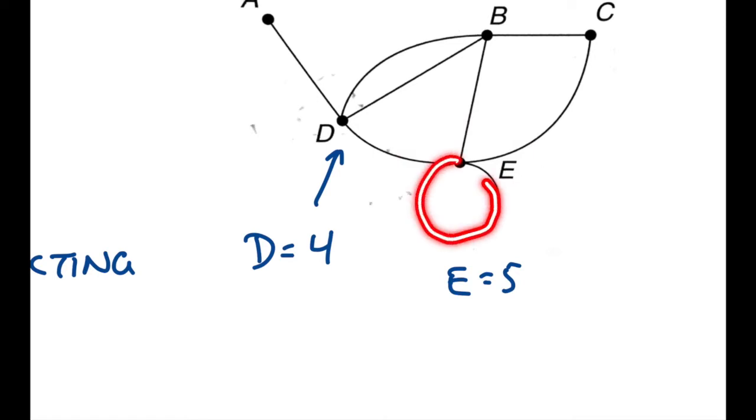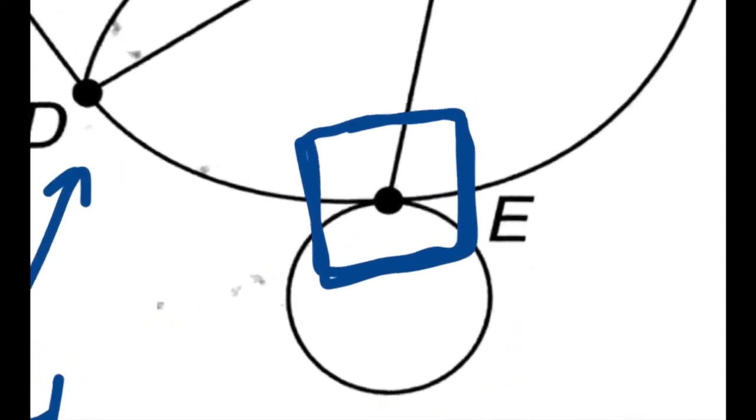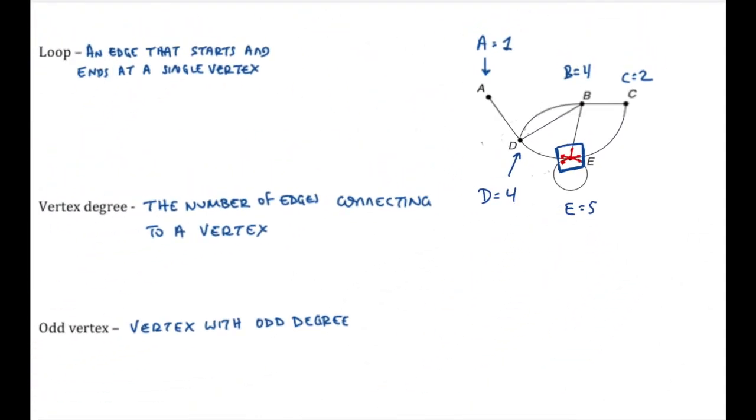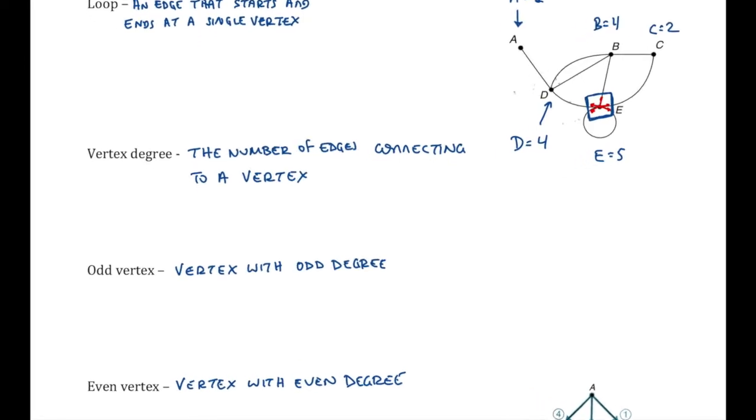A loop, because we can go both directions, counts for 2. And in a way, what I'm thinking about is, if I just zoom in on a vertex, how many lines are coming out? 1, 2, 3, 4, 5. We got degree 5 for vertex E. So that's the degree of a vertex.